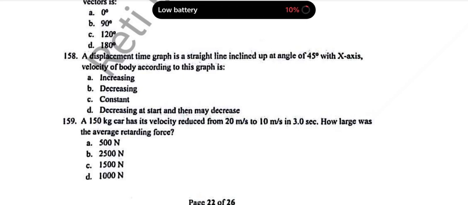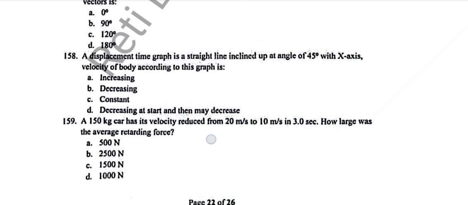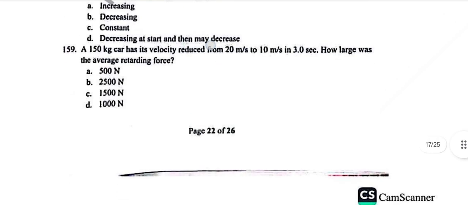Question number 159. A 150 kg car has its velocity reduced from 20 meters per second to 10 meters per second in 3 seconds. How large was the average retarding force? And the correct option is A, 500 Newton. Acceleration is equal to 10 minus 20 divided by 3, which is minus 10 upon 3. Force is equal to 150 into 10 upon 3, that is equal to 500 Newton. So the magnitude is equal to 500 Newton.